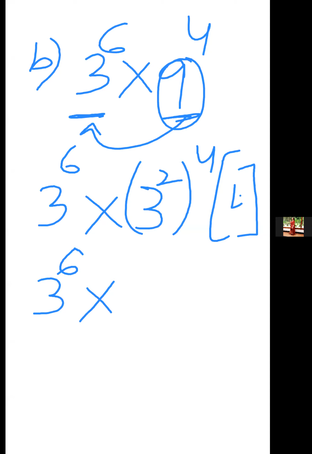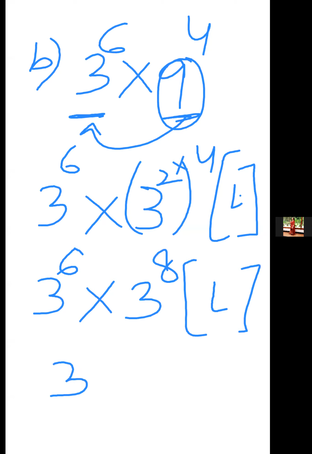Now it is 3 raised to power 2 4s are 8. Now which law is here? When bases are same, powers are added. So you have to write the law, first law here. Again you have to write the law here. Then 3 raised to power 6 plus 8. Bases are same, powers are added. 3 raised to power 14 is your answer.